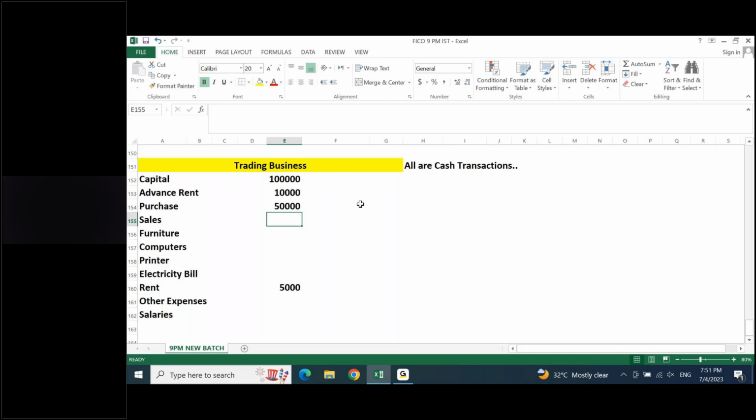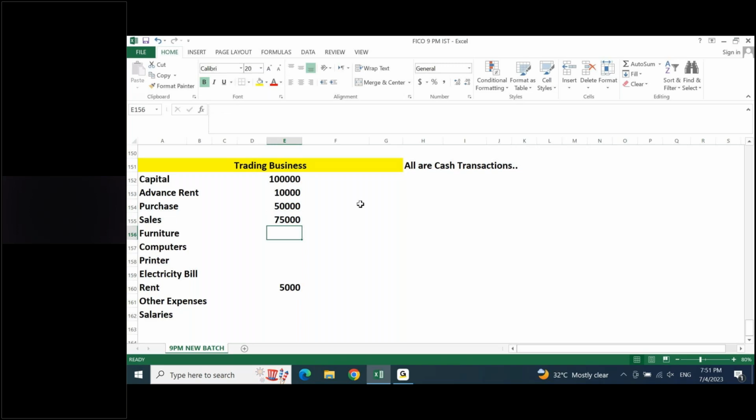If you spent 50,000 for purchases and you wanted to get profit, what will be the sale value? It should be more than 50,000 or less? More than 50,000. Let's say I sold it for 75,000.